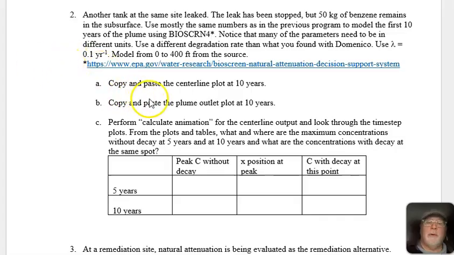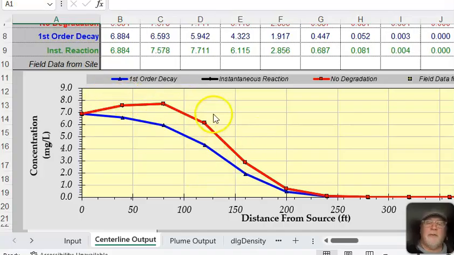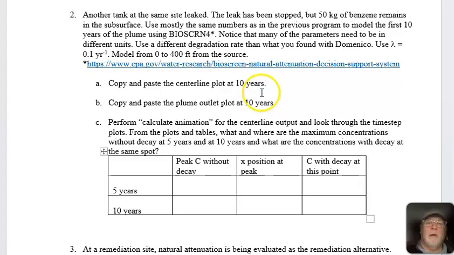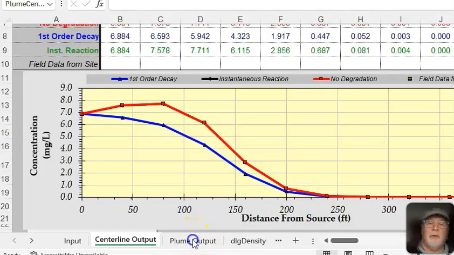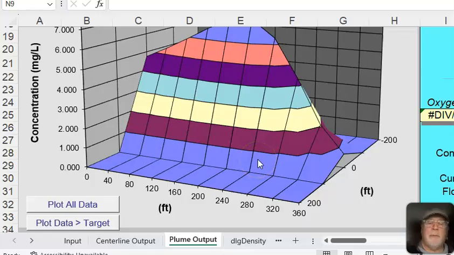So you run the model, and part A says copy and paste the centerline plot at 10 years. Part B, copy and paste the plume outlet plot at 10 years. So part A is the centerline. Part B is the plume. So I go to the plume outlet tab, and I have a 3D plot there, and copy and paste that.